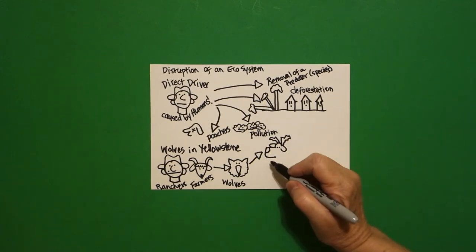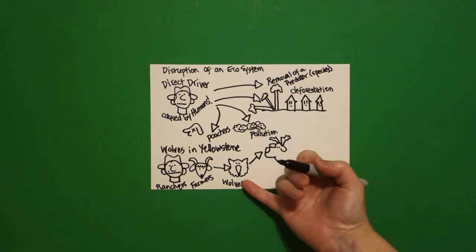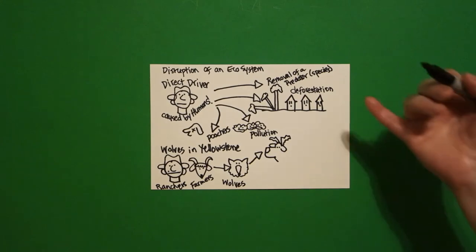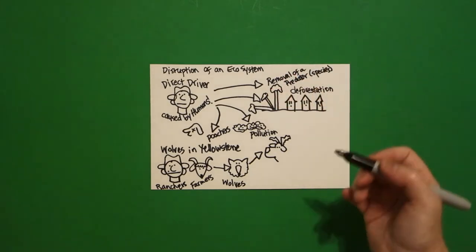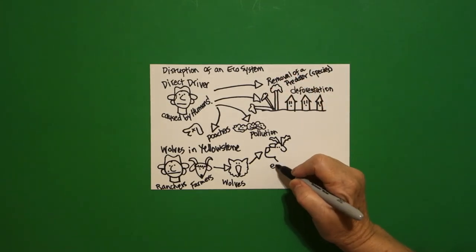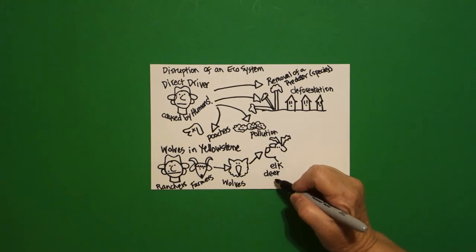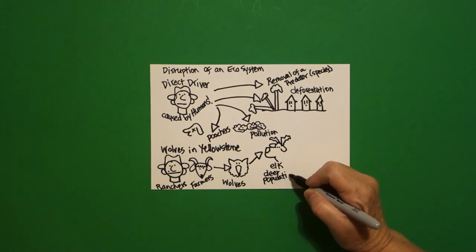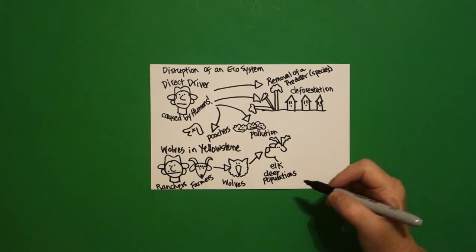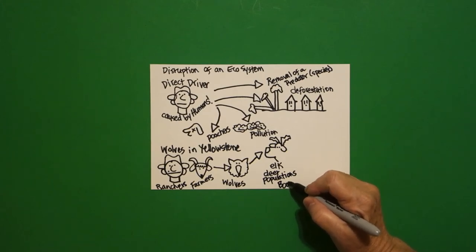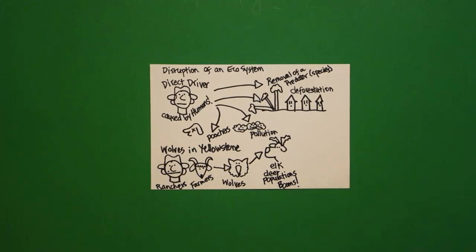Okay, so what happened? Once they got rid of the wolves, which was really the top predator of the ecosystem, all of a sudden all the elk and the deer populations, because they were no longer food for the wolves, boom. So now the whole area is run over by elk and deer.